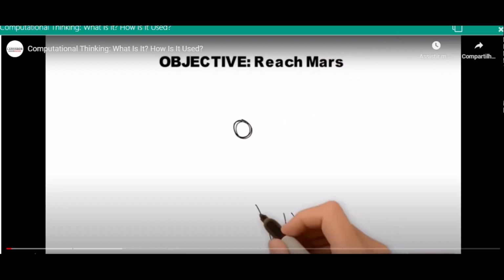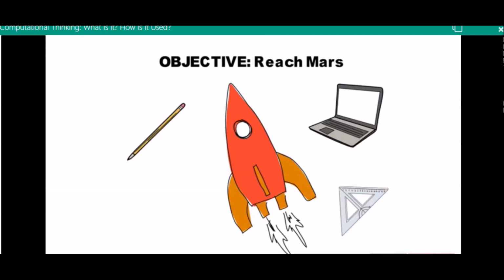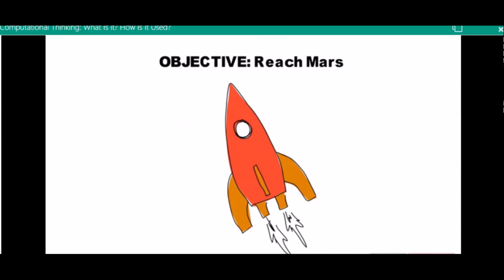Imagine you are asked to solve a complex problem. And to make things even more challenging, you cannot use the tools you'd normally use to help solve the problem. Sounds pretty difficult, right? Without a strategy, it certainly would be.